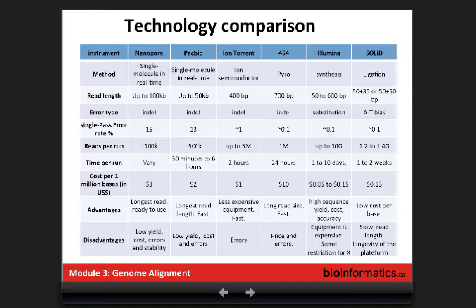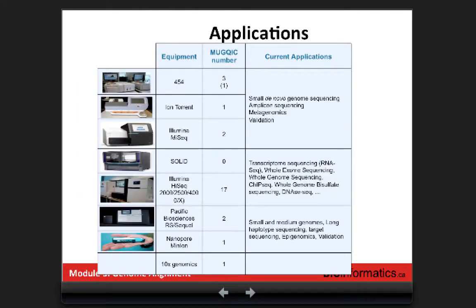For Illumina, the main advantages are the high sequence yield, the lower cost, and the accuracy of the data. The main disadvantage, not for a center like us, is the cost of the equipment. And the fact that you cannot read certain types of variants due to the lower size of the sequence.